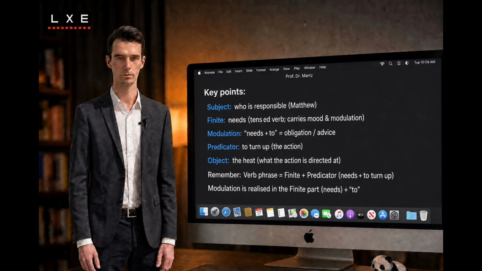Key points. Subject: who is responsible? Matthew. Finite: needs, tense adverb. Carries mood and modulation. Modulation: needs to equals obligation/advice. Predicator: to turn up, the action. Object: the heat, what the action is directed at. Remember, verb phrase equals finite plus predicator: needs plus to turn up. Modulation is realized in the finite part, needs plus to.